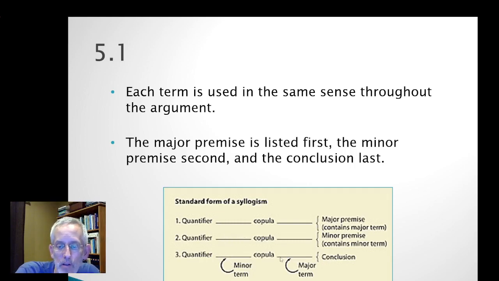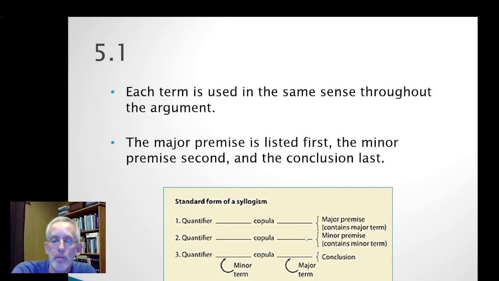based on the conclusion, essentially. Whatever word falls in the subject position in the conclusion is the minor term, and you know that wherever the minor term occurs in the premises, that statement must be the second premise, not the first, and then the major term must be the one that occurs in the first premise.